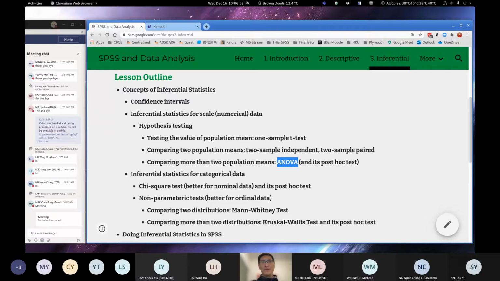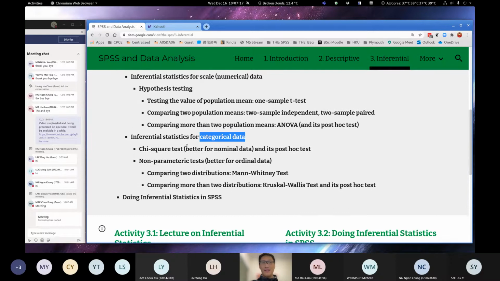But you also know that sometimes we have other types of data, such as the categorical data, which includes the nominal data and the ordinal data. So for these types of data, we cannot use the t-test or the ANOVA. Instead, we have other types of tests, such as the chi-square test, and also we have non-parametric tests. So these tests are also very important.